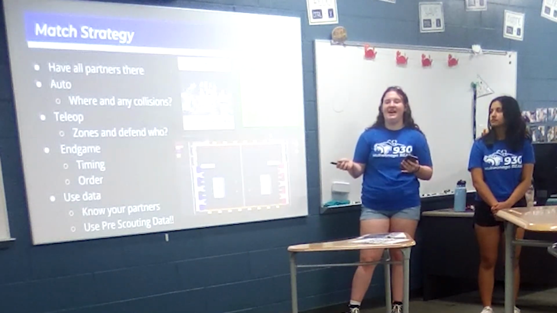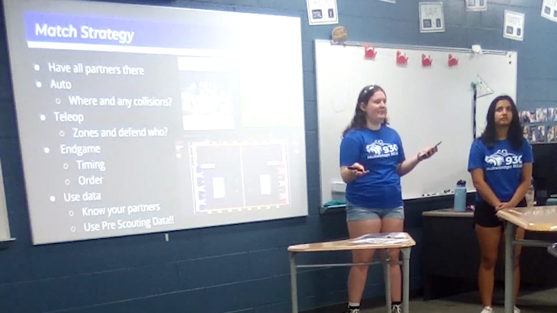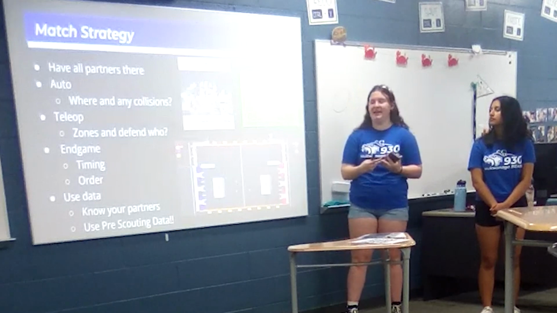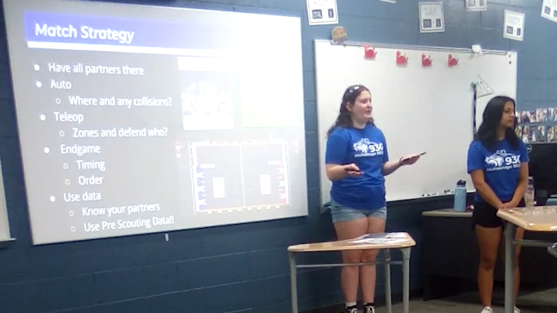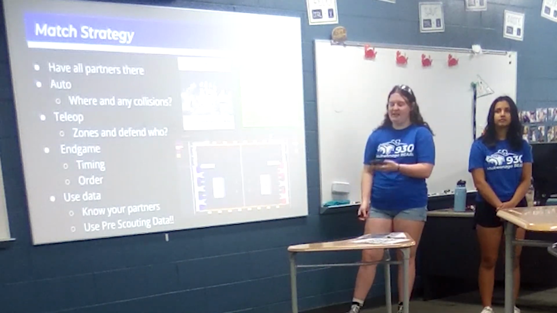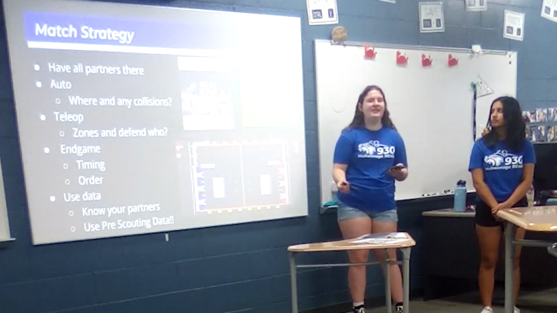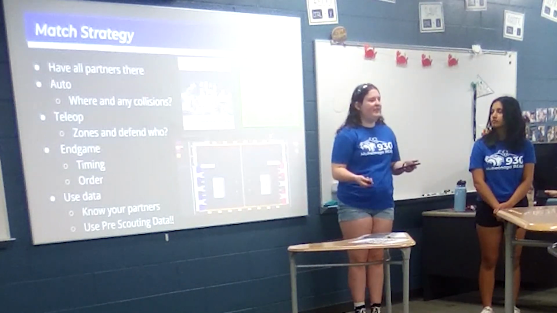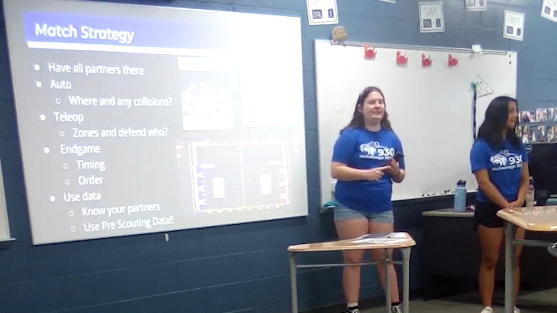And when you go to have this conversation, you want to have 3 main talking points, the 3 main parts of the match: auto, tele-op, and endgame. You want to make sure you cover all of these so you're not confused when you get to tele-op and you're like, oh shoot, I don't know what we're doing. Like, what should I do? So to start off, you're going to want to start with auto. This year, auto was pretty self-explanatory, but you want to make sure there are no collisions, no one's picking up different game pieces.